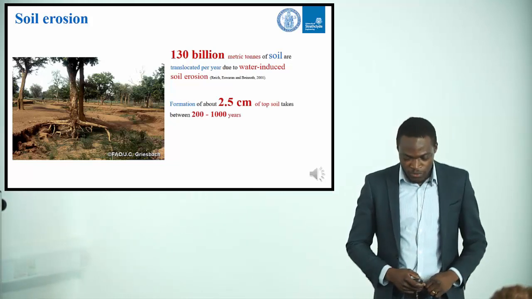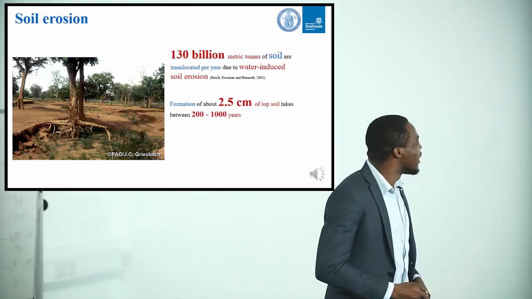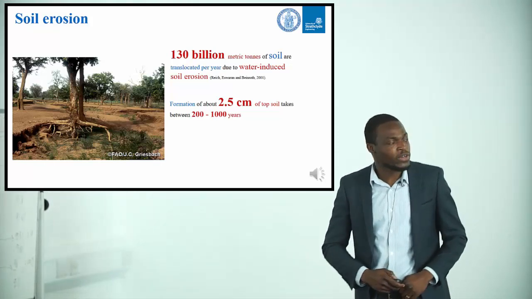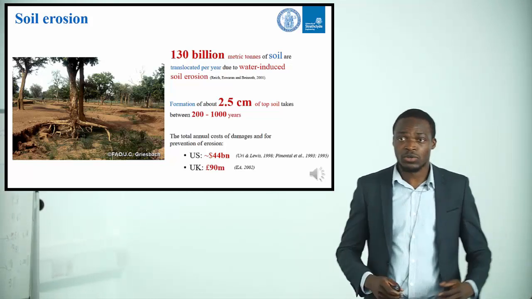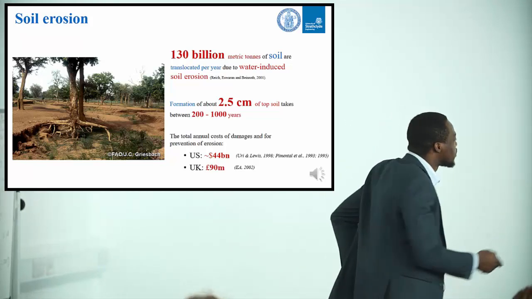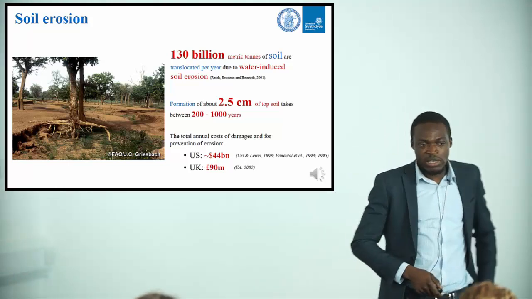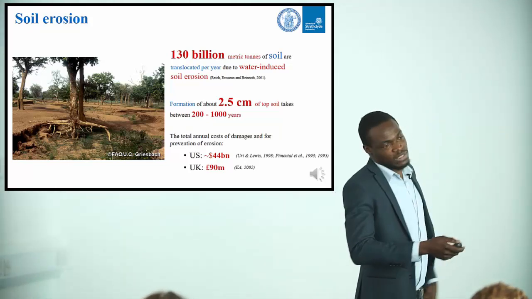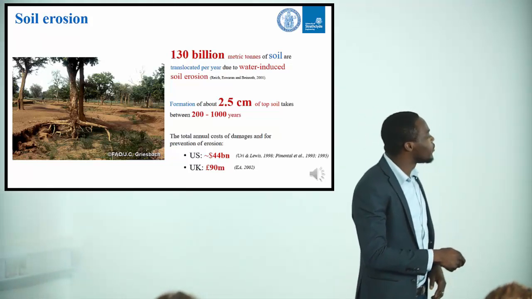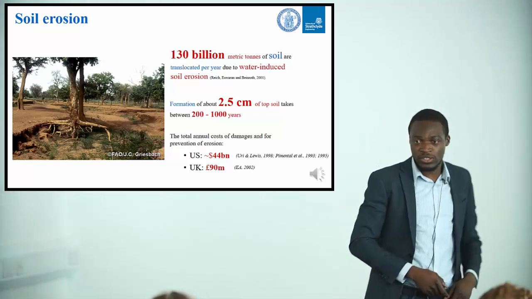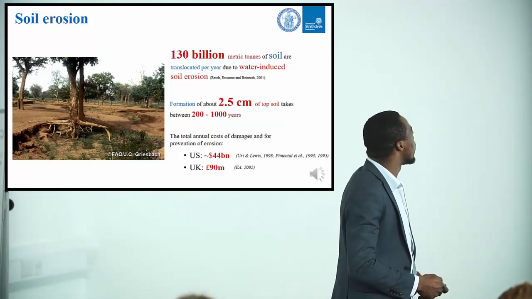And if we see also that the formation of about 3 centimeters of soil takes close to 1,000 years, it also drives home the point that this is a very urgent problem. The annual costs of damages and prevention of erosion also continue to increase. This is just data from about 20 years ago, showing that $44 billion is spent on soil erosion and damages, on-site and off-site and in different forms, in the US alone, and in the UK up to 90 million pounds as of 2002. Currently, this would definitely be far more than that amount.